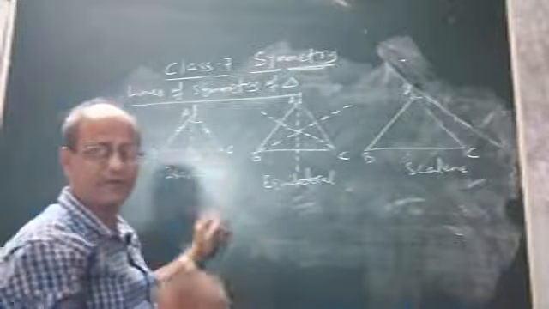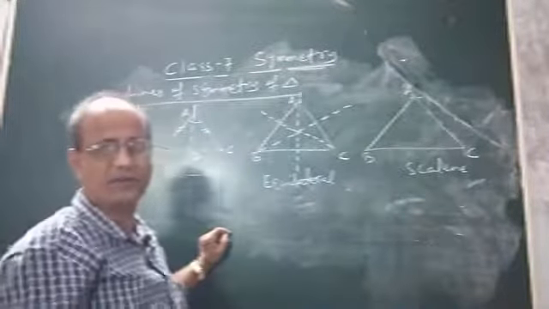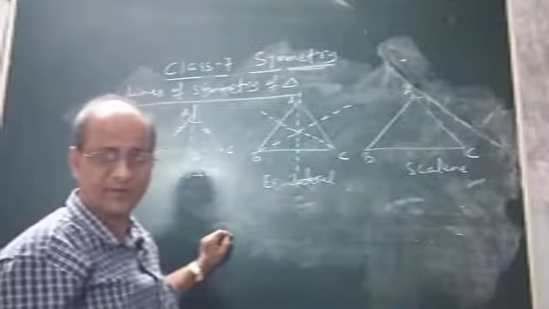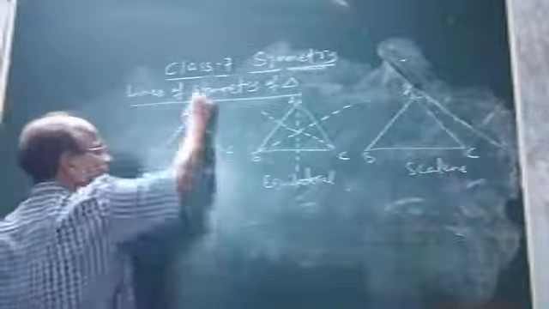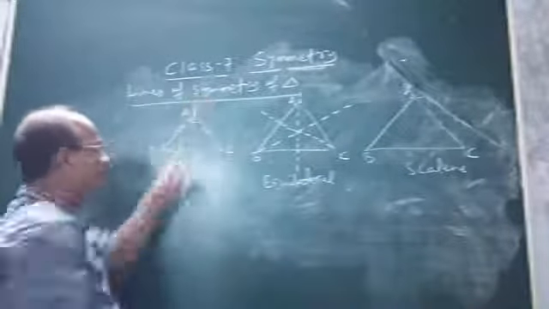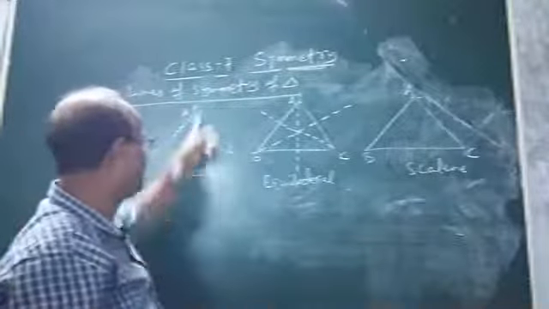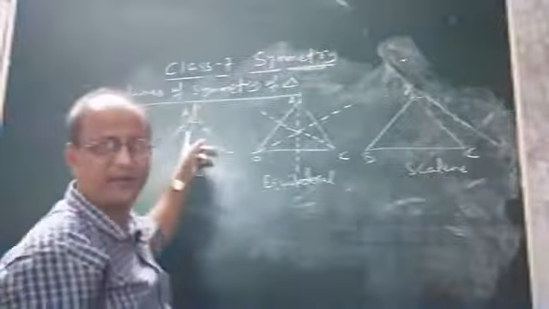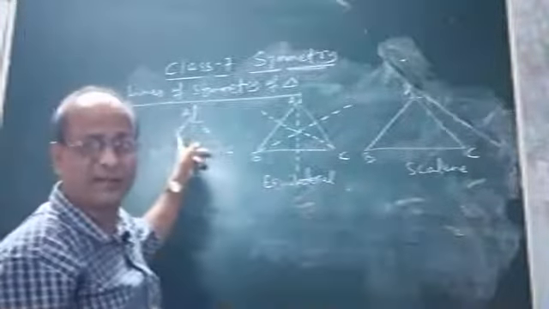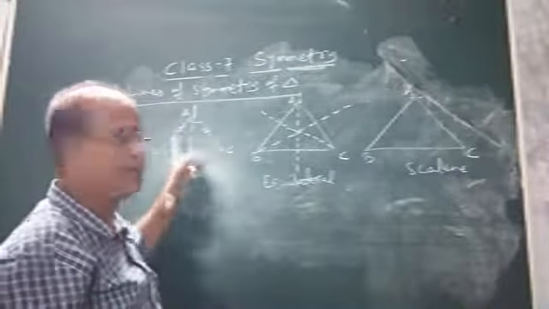You already know what is median and altitude in the chapter on triangle and its properties. It is already discussed there. So this is the altitude, this is the median, this is the angle bisector of vertical angle A. So this median or angle bisector of angle A is nothing but the line of symmetry of this triangle.